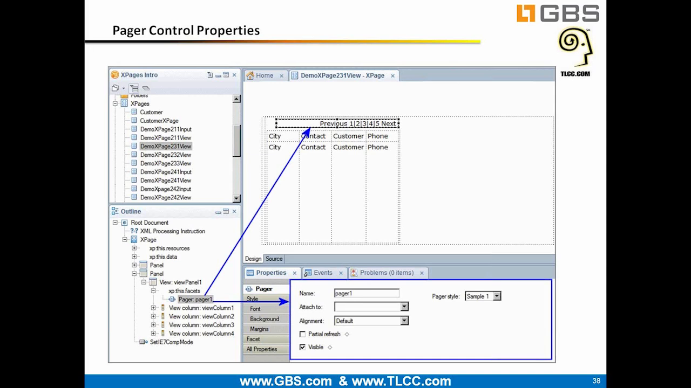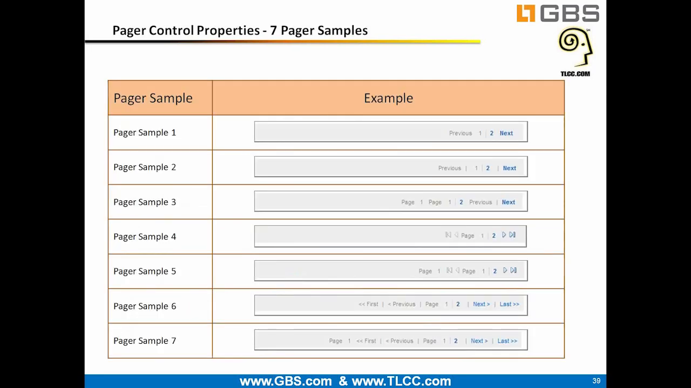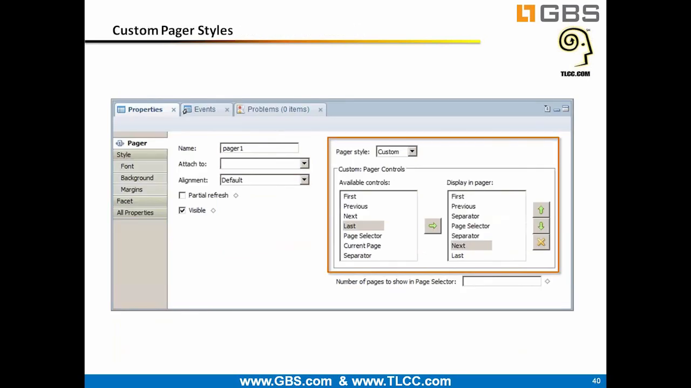Okay, you can set your pager control properties. There are different pagers that are available to you, and that's what we're seeing on this next screen here. So you can go with pager sample 1 through 7 to get different controls available in your view pager, or you can create your own custom control.